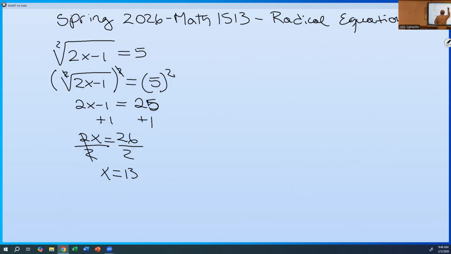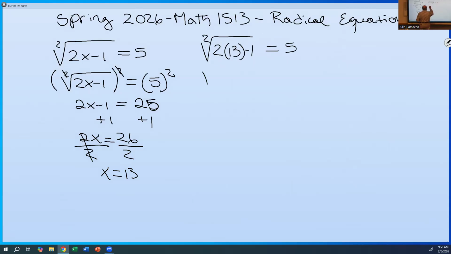So let's see if this is a right answer. Because you have an answer, it means that you need to test if that is a right answer or an extraneous answer. And sometimes you will have 2 answers. I will put my original equation. You have the square root of 2 times 13 minus 1 is equal to 5. So the answer is 13.